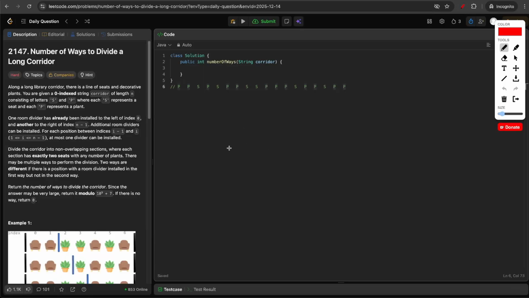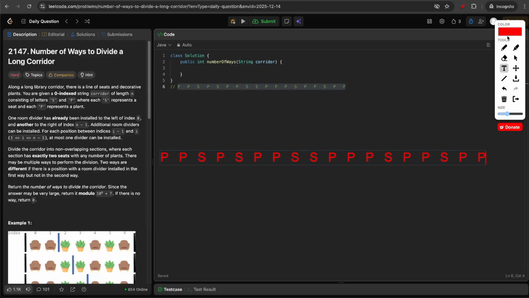So one thing is clear that in your corridor, if you have the total number of seats as odd, then no matter how you divide, one of the sections will have one seat remaining. So that is not a valid configuration. So we can say that in your corridor, if there are a total odd number of seats, then your answer will be 0. Now let's look at a case where the total number of seats will be even, and let's see how we can solve for it.